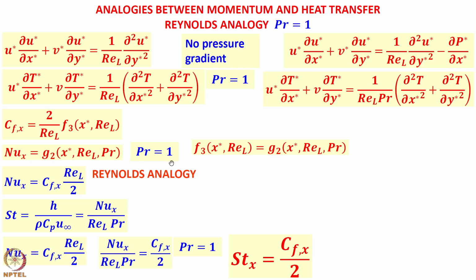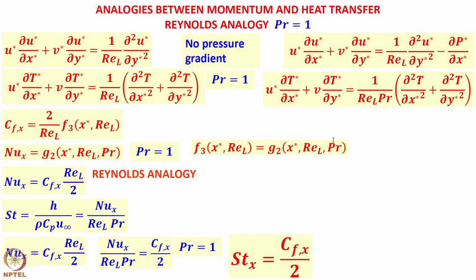If Prandtl number equal to 1, that means this quantity Prandtl number is going to be equal to 1. So the Nusselt number and Cfx definitions are just a function of x star and Re_L, because this becomes equal to 1. I am giving an input for this, which means Nusselt number is nothing but Cfx into Re_L by 2. These two functional forms will be the same because I have chosen Prandtl number as 1. This is called Reynolds analogy. Very, very powerful, very important.